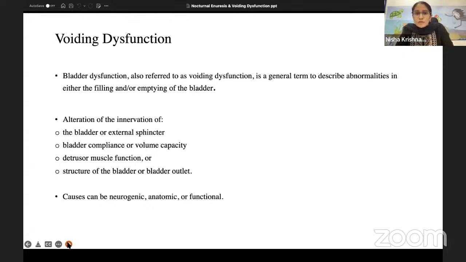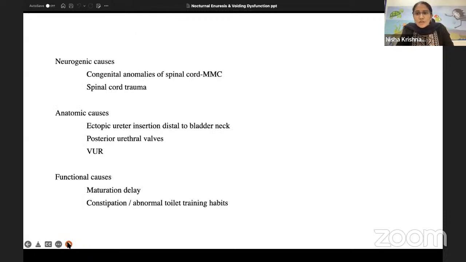There is a dysfunction of the detrusor muscle. There could be some sort of obstruction at the bladder outlet. And these causes can either be neurogenic, anatomic, or functional. When I say neurogenic, I mean maybe congenital issues like spinal dysraphisms. There could be spinal cord trauma.